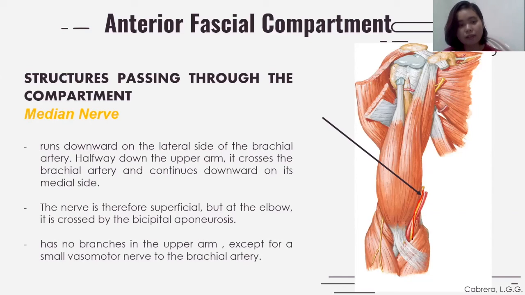upper arm. And this nerve is therefore superficial, but at the elbow, it is crossed by the bicipital aponeurosis. So, as you can see, superficial pa po ang nerve na ito, pero pagdating niya po sa elbow, dito po, it will be crossed by the bicipital aponeurosis. Ito pong kulay white. And it has no branches in the upper arm except for a small vasomotor nerve to the brachial artery.